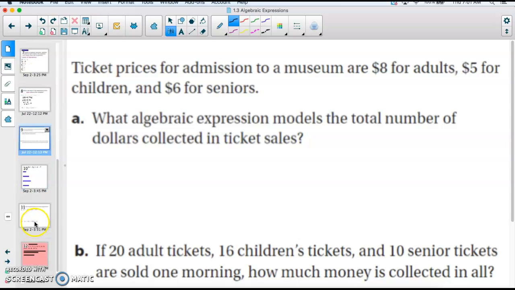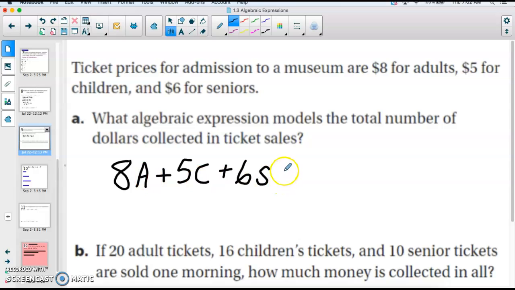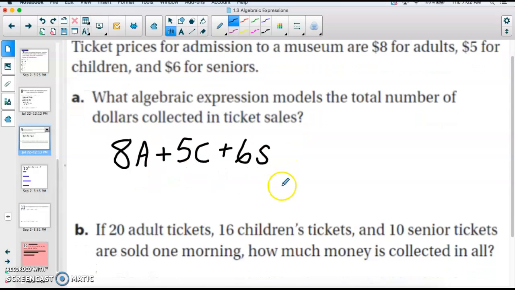Okay, I'm going to try to finish up here in the brief time we have left. Ticket prices for admission to a museum are $8 for adults, $5 for kids, and $6 for seniors. Write an algebraic expression that models it. So $8 for every adult. So if there were 2 adults, you'd get $16, right? And then if they had some children, we're going to add that on, $5 for every child. And then if there were any seniors, you'd get $6 for every elderly person that comes through the door. So this would be our algebraic expression. And then we would plug in the appropriate numbers for adults, children, and seniors.